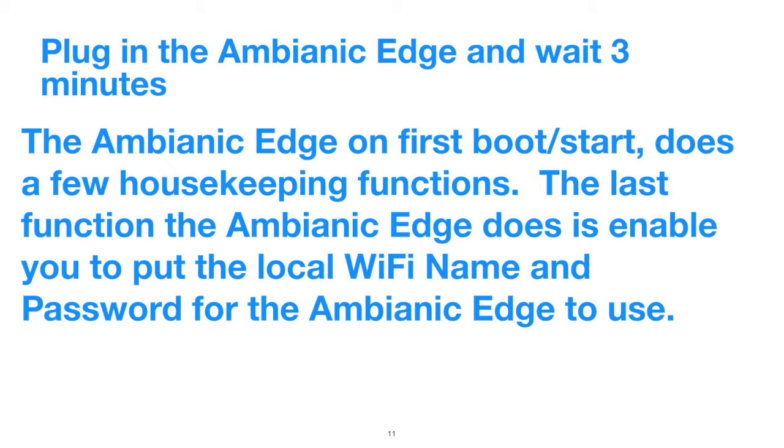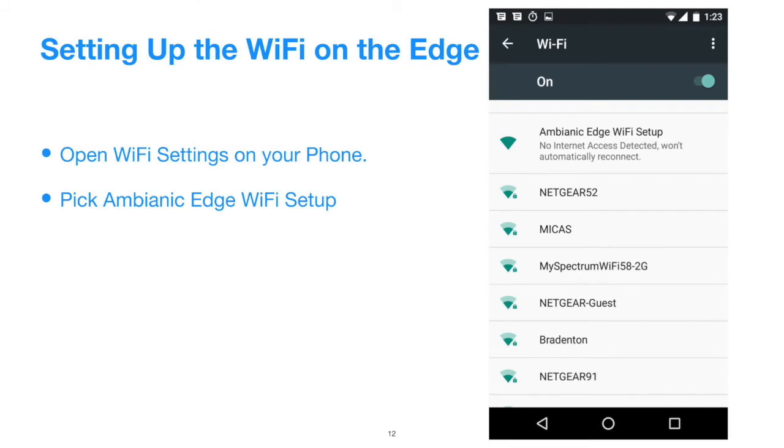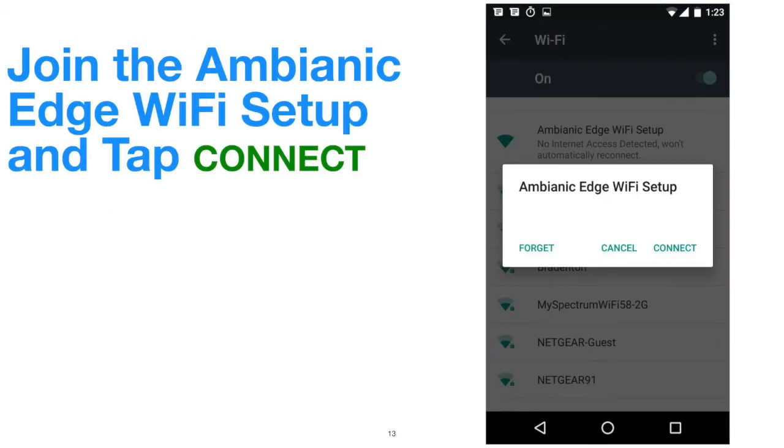The last function the Ambianic Edge does is enable you to put the local Wi-Fi name and password for the Ambianic Edge to use. Open the Wi-Fi settings on your phone like you are going to join a new Wi-Fi network. Pick Ambianic Edge Wi-Fi Setup. Join the Ambianic Edge Wi-Fi setup and tap Connect.